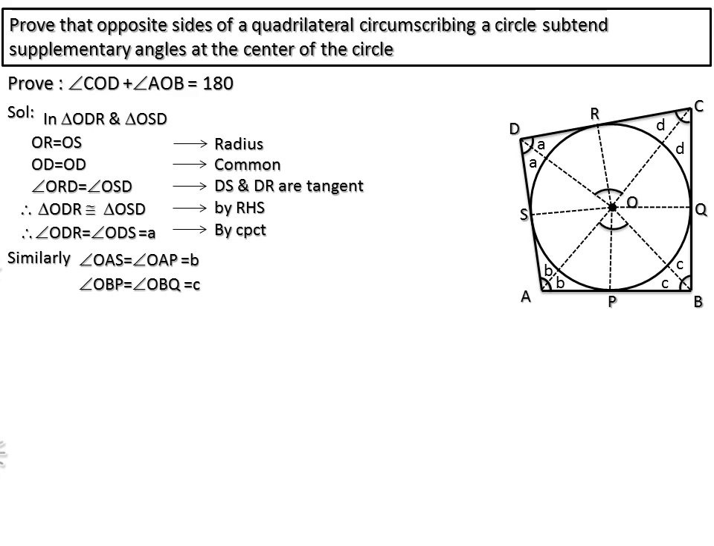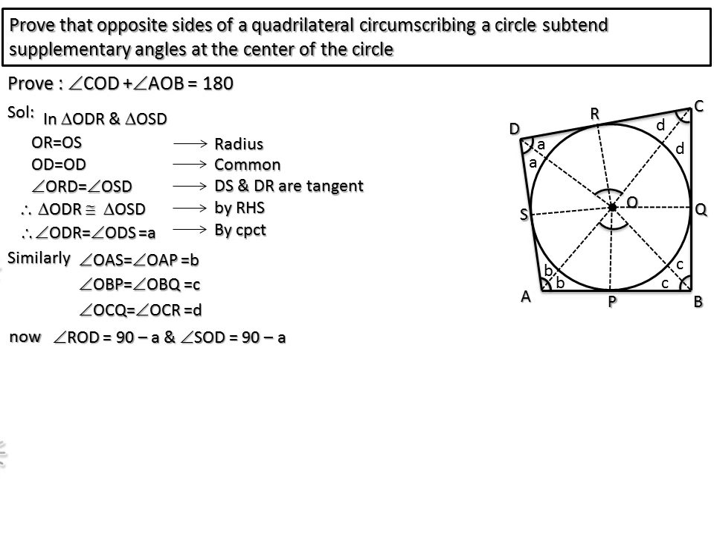Similarly, angle OBP equal to angle OBQ equal to C, and angle OCQ equal to angle OCR equal to D. Now we will find the angles made at the center, that is angle ROD equal to 90 minus A and angle SOD equal to 90 minus A.